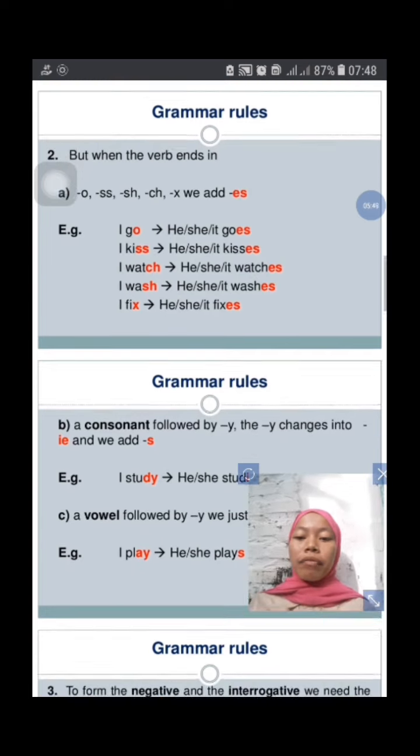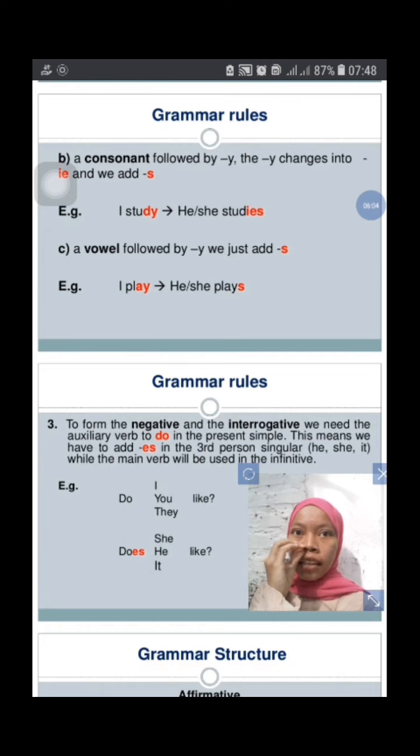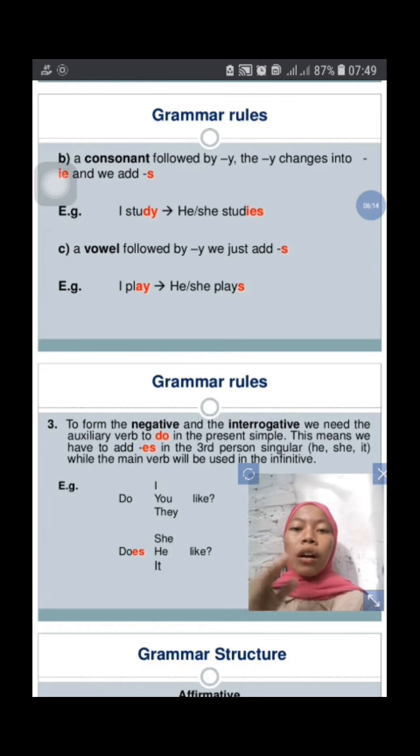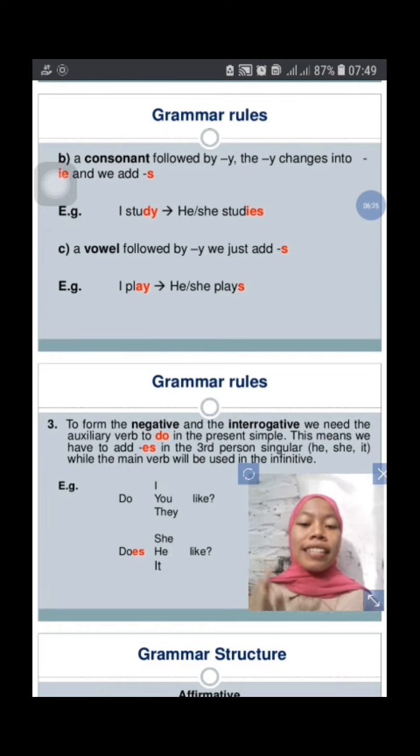And then for a consonant followed by y, we change y into i and we add es. Do you know a consonant? A consonant is any letter except a, i, u, e, and o. Example: I study. Before y is the consonant d, so we must add ies. It becomes he or she studies.